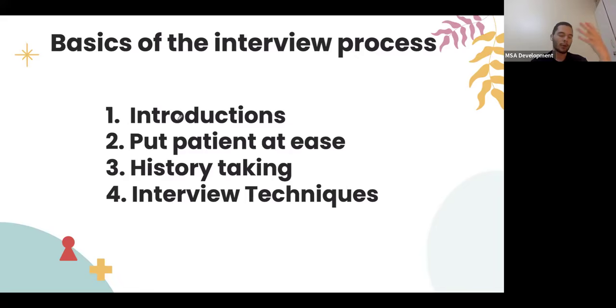Now, 4 things you could try to remember on how to put a patient at ease. Of course, you need to offer them a seat. Should be not judgmental when they're speaking to you. You should avoid excessive note taking. And finally, you need to observe their nonverbal cues or behaviors. But that's putting the patient at ease. Is it that important? Not really, honestly, you won't probably get asked about it.